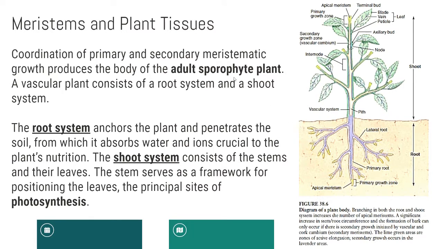The coordination of primary and secondary meristematic growth produces the body of an adult sporophyte plant. So as the plant elongates, it also increases in girth. The root system anchors the plant and penetrates the soil, from which it absorbs water and other minerals crucial to its nutrition. While the shoot system, found above the soil, consists of the stems, the branches, and the leaves. The leaves are the principal sites of photosynthesis.